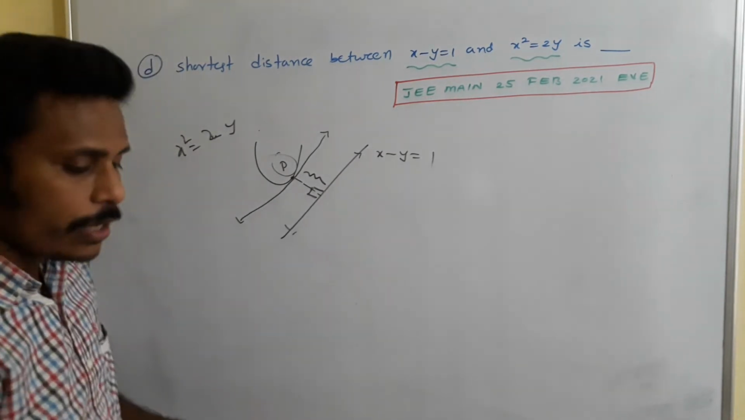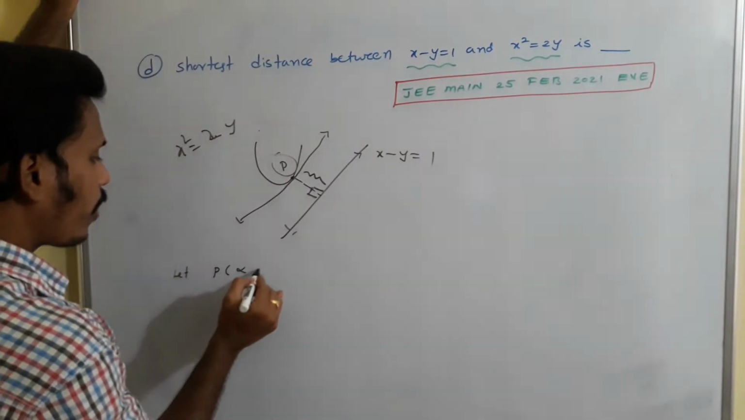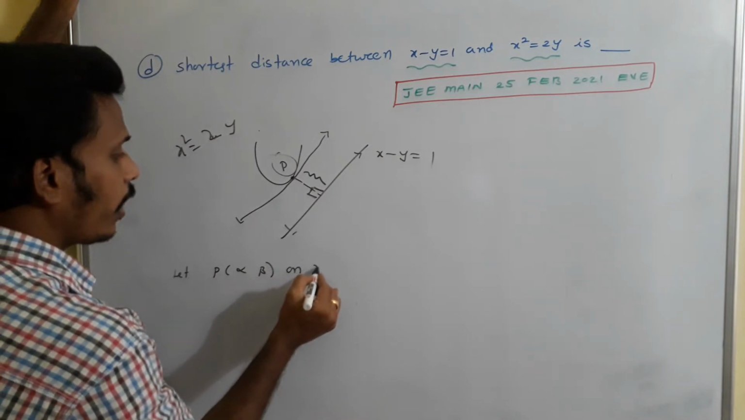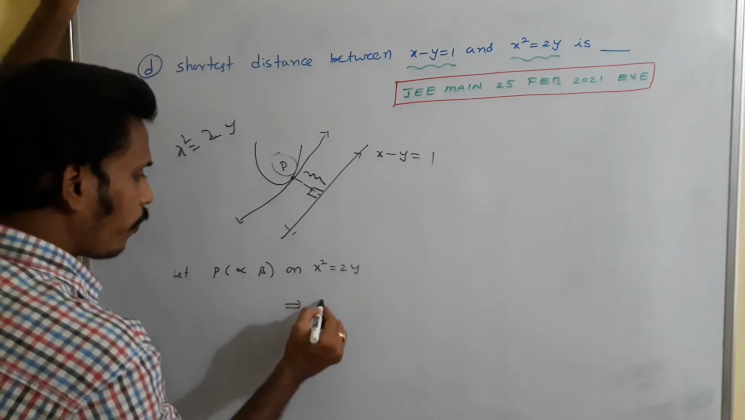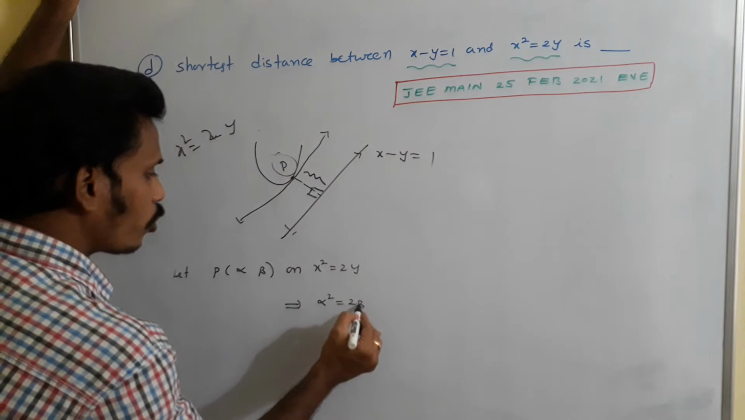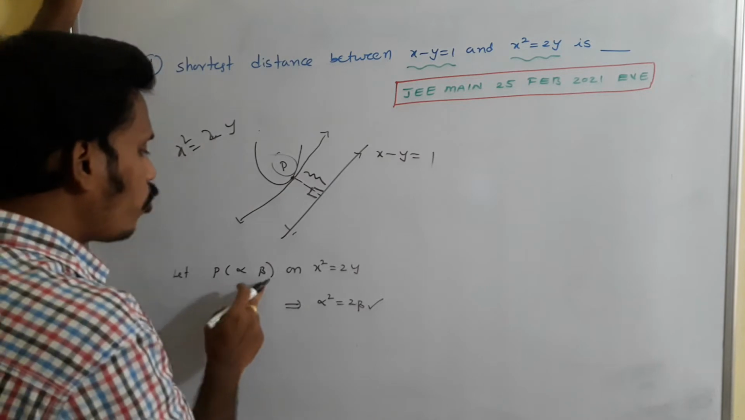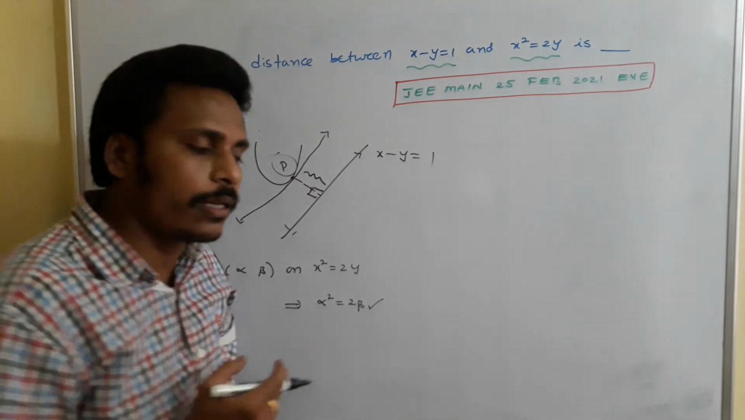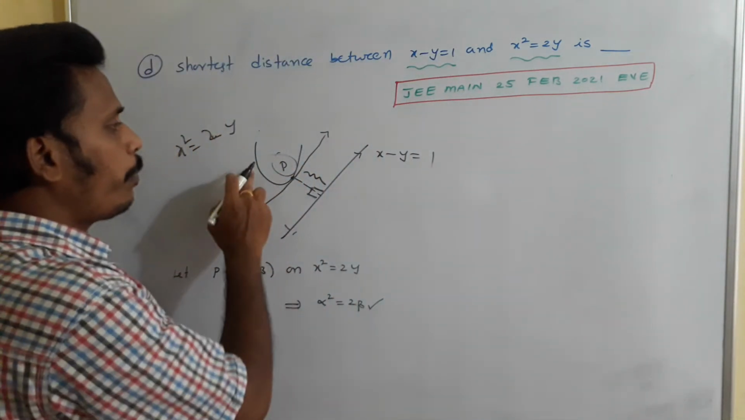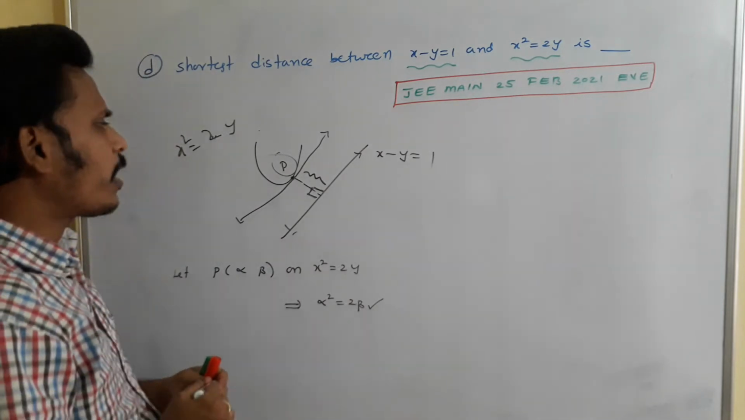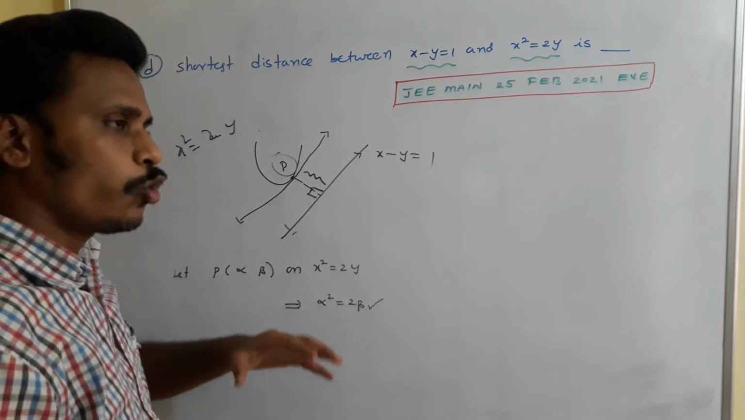So let a point P alpha comma beta be on the curve x square is equal to 2y. Since it is on the curve, replace x with alpha and y with beta. Alpha square is equal to 2 beta is one relation. Our target is to find P, that means the alpha value and beta value. After identifying the coordinates of point P, the required shortest distance is simply the distance from the point P to the given line. That's it. The remaining everything is the concept related to common normals and the shortest distance. You just go through the regular class.